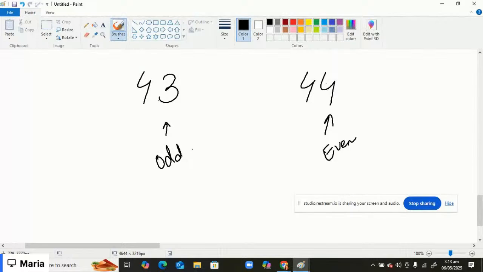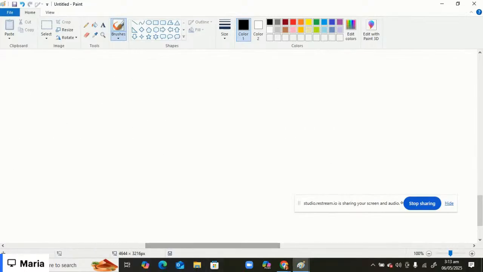So you only need to remember from 1 to 10. If you remember that one, then you can easily solve the remaining ones. Okay, I'm going to write here 78, 88, 97. Can you guys tell me which one is even, which one is odd? Everyone tell me in the chat, please.